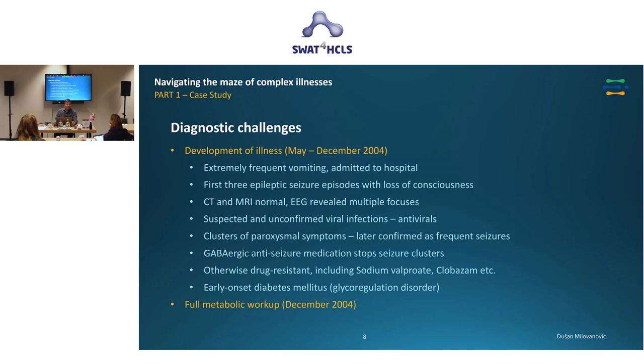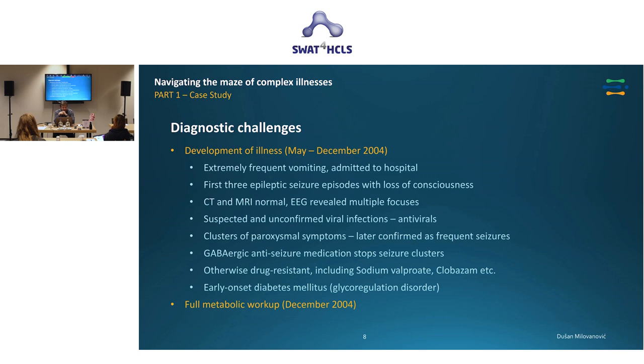Clinical neurological exams were perfectly okay. Again, she was overdeveloped for her age. And then, in September, you can see it here in the slides, she developed her first, after a cluster of frequent vomiting, as parents saw it. It was a cluster of these epigastric symptoms, and in the hospital she had the first obvious epileptic seizures with loss of consciousness.